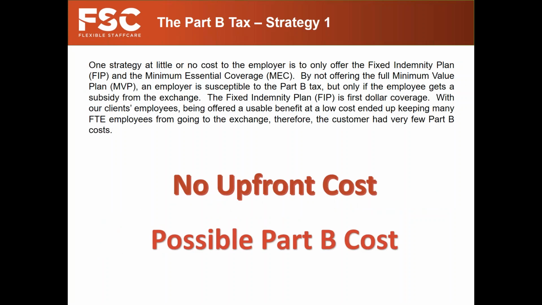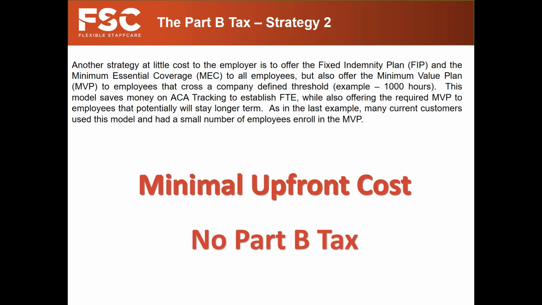Okay, so this initial strategy has little or no costs. You offer only the fixed indemnity and the MEC. This wipes out all of an employer's Part A tax. The only possible cost is the Part B tax. Now remember, that only happens if the employee is actually full-time equivalent and they go get a subsidy. So based on past employer experience, this does not happen often. Some groups take the Part B risk and pay no upfront costs at all.